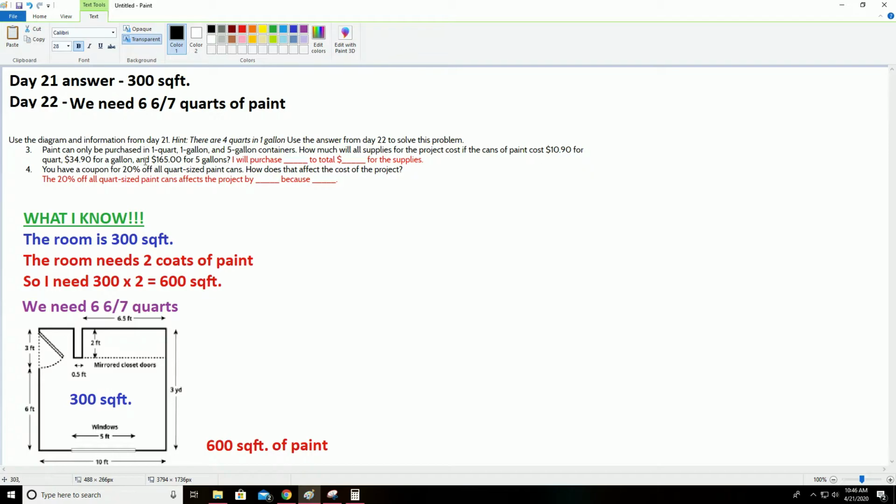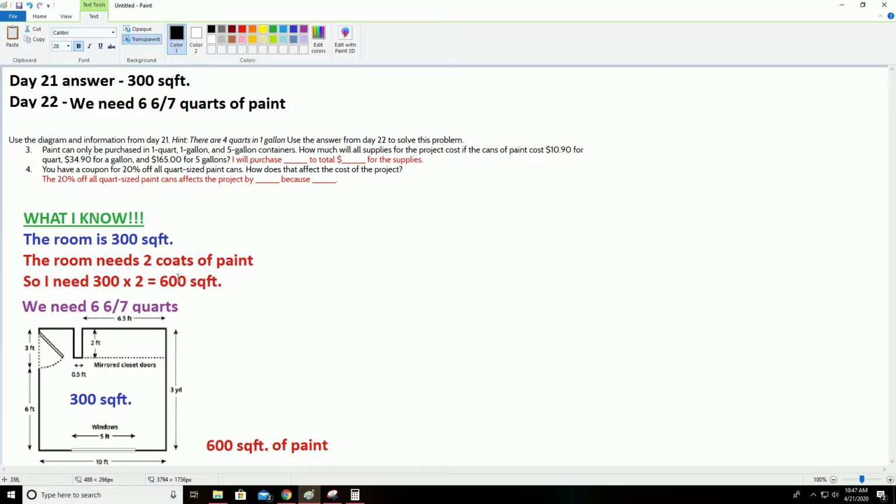We know that paint can be purchased in 1 quart, 1 gallon, and 5-gallon containers. How much will all the supplies for the project cost if the cans of paint cost $10.90 for a quart, $34.90 for a gallon, and $165 for 5 gallons? And then you have a sentence stem here that you can use to explain your answer. So let's start with number 1.